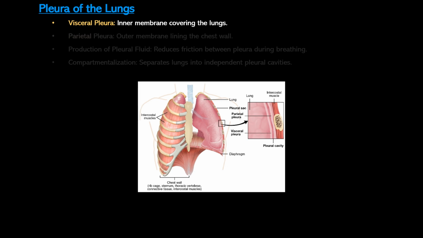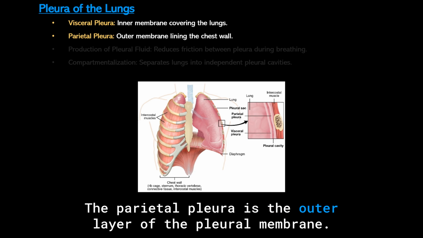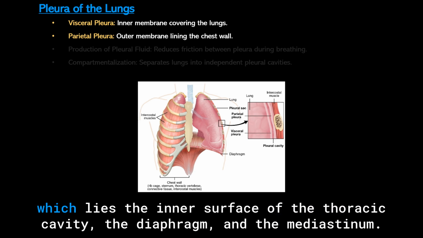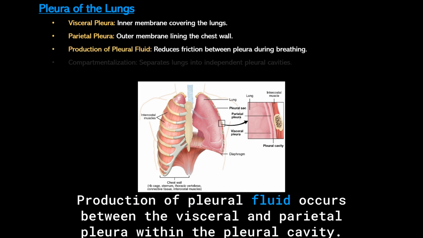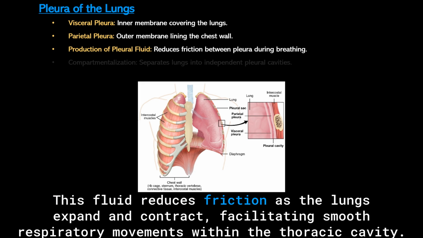The parietal pleura is the outer layer of the pleural membrane, which lies against the inner surface of the thoracic cavity, the diaphragm, and the mediastinum. It creates a protective compartment around each lung. Production of pleural fluid occurs between the visceral and parietal pleura within the pleural cavity. This fluid reduces friction as the lungs expand and contract, facilitating smooth respiratory movements within the thoracic cavity.